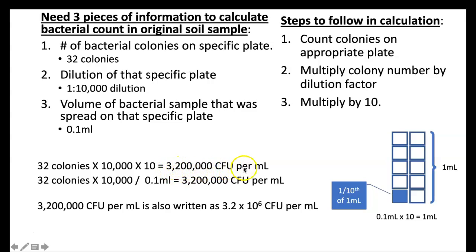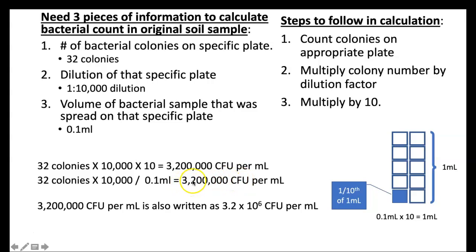3,200,000. And these units, I haven't used this term yet, but it's CFUs. That stands for colony forming units. So number of bacterial cells in 1 whole milliliter. So not in 1/10, not in half a milliliter, not in 5 milliliters, but in 1 milliliter. So that's 3.2 million CFUs per mil.